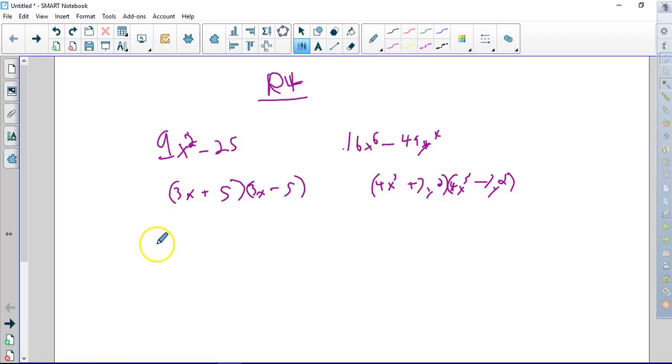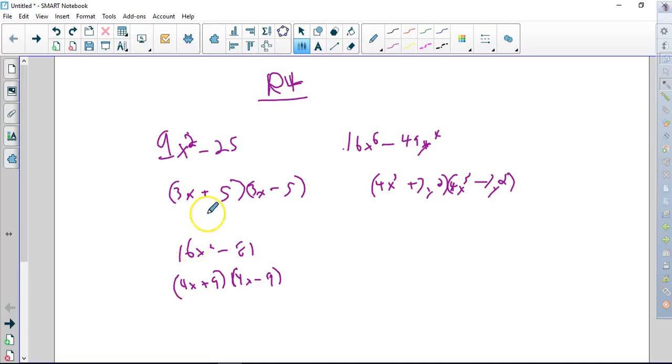Okay, now what if I had something like this? So we got 16x squared minus 81. Well, everything's perfect, so I'm just going to break it on down. And it's going to be 4x plus 9 and 4x minus 9. Breaks down very nice and easy.